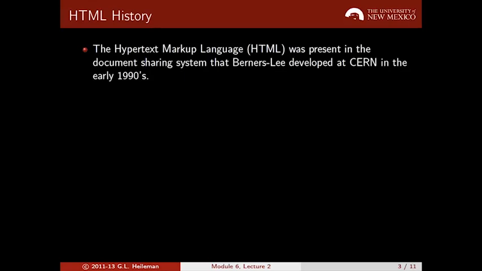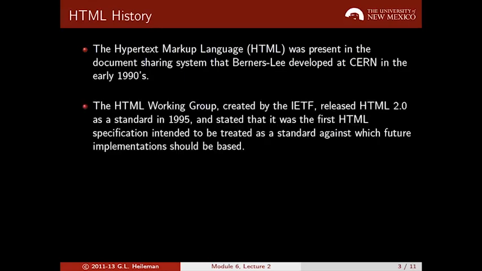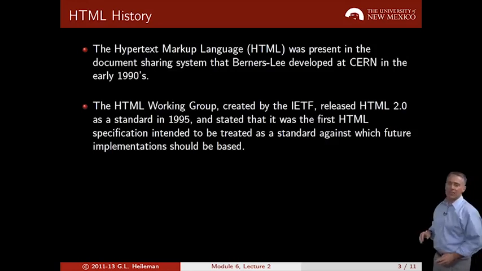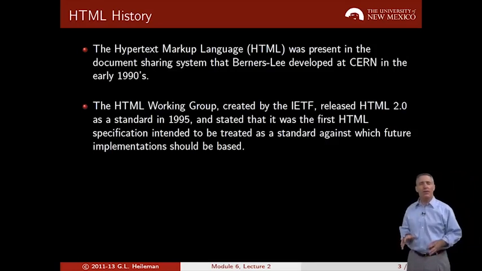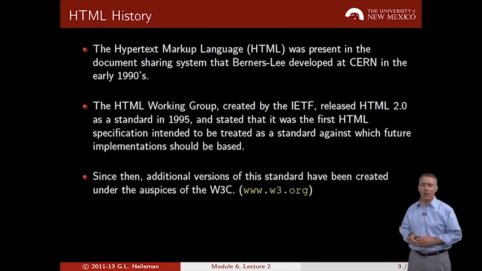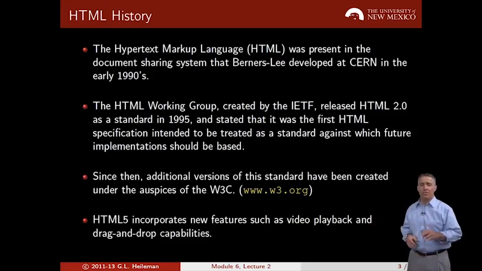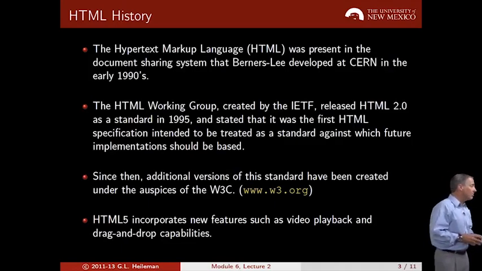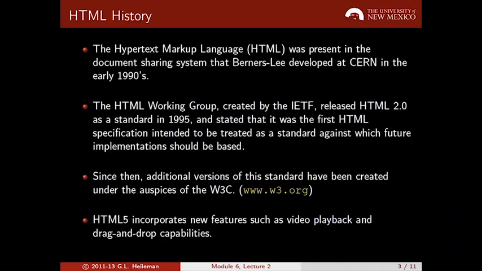about now. So there's a working group that was created by the International Engineering Task Force that released version 2.0 of the HTML way back in 1995, and most of the elements that are in that, they continue to support as they continue to define standards. And we're up to now HTML version 5. If you go to www.w3.org, you can see the specification for HTML. And there's a number of places online where you can find tutorials on how to use HTML.